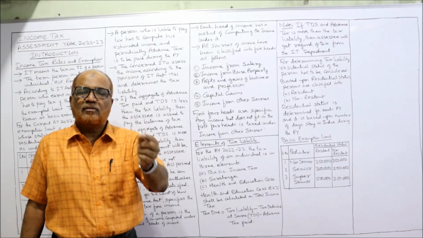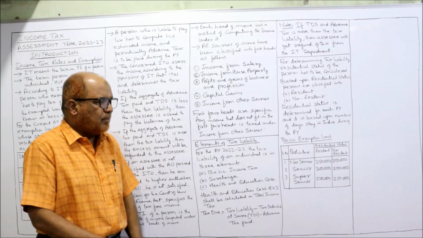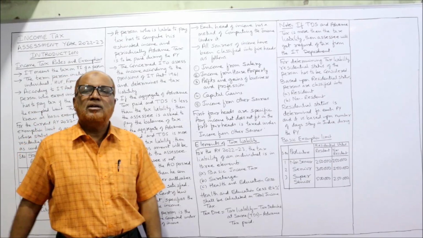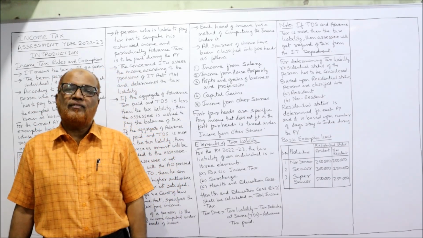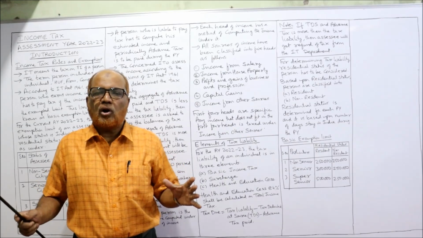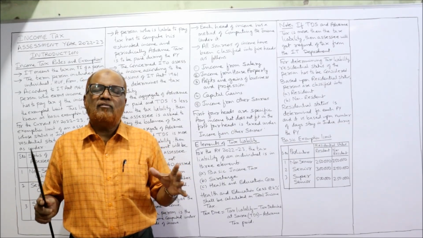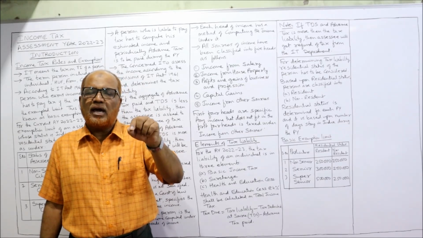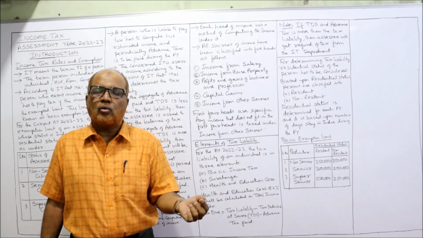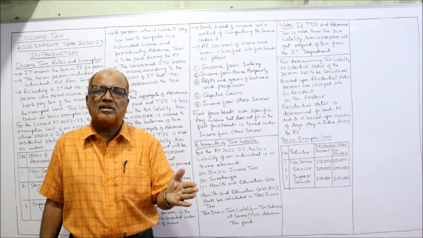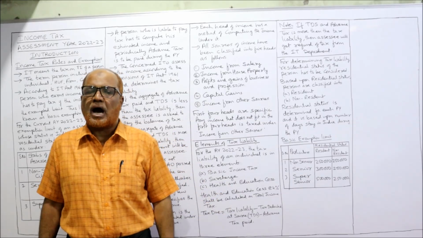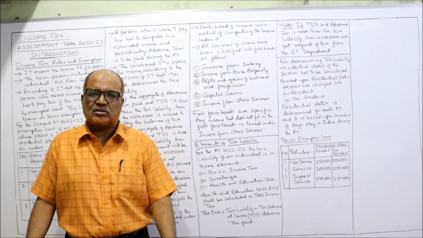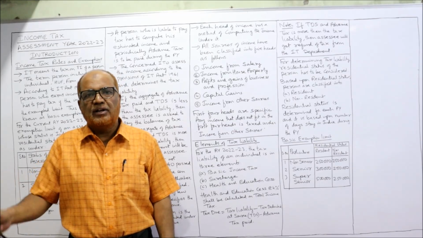Applying the slabs, we calculate the income tax, that is called basic income tax. To this you add surcharge if it is there. Surcharge will not be applied to every person. Only if a person's total income exceeds 50 lakh rupees during the previous year, then only surcharge. Up to 50 lakh rupees, no surcharge. Rates of surcharge will be different.